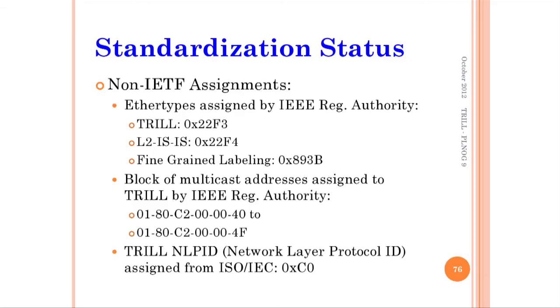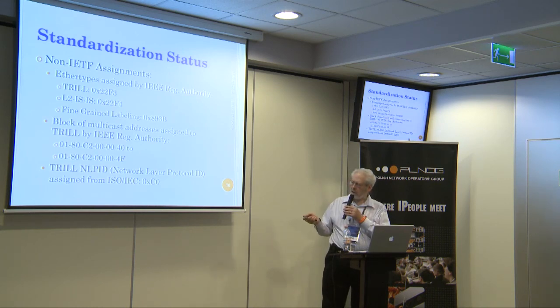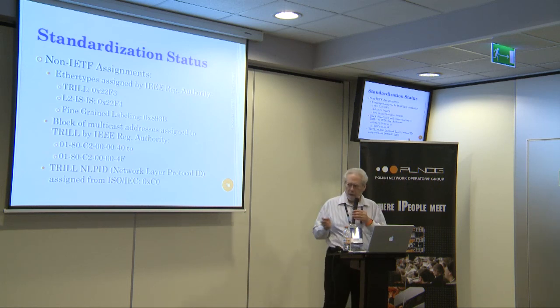Here's just a list of some of the ether types that have been allocated for Trill and L2ISS. There's also an ether type allocated for more extended labeling, fine-grained labeling, more than 4,000 VLAN-like identities. The ether type's already been allocated for that. In the interest of time, I don't cover that in this presentation. There's a block of 16 MAC addresses, just like there's a block of 16 for bridging, which is these numbers with 00 to 0F. The block from 40 to 4F is allocated for Trill. And C0 hex is the network layer protocol identifier.